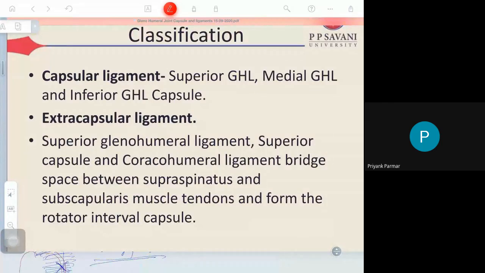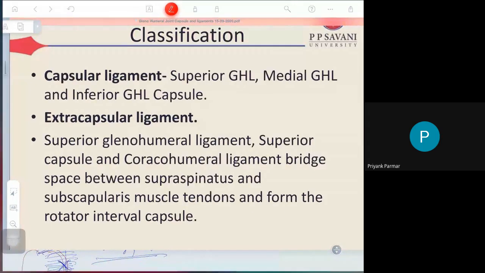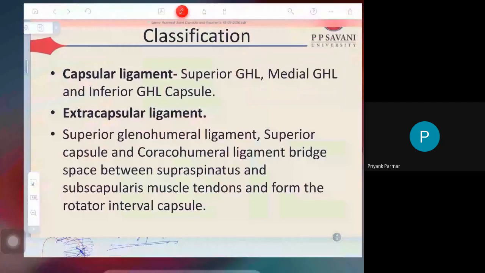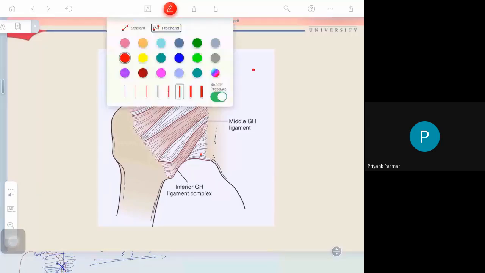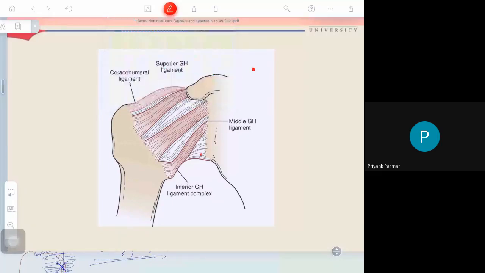Now, superior glenohumeral, I will show the diagram. See, this is white color. The thing which you are seeing in white color, this area, is the joint capsule. And as I have told, anteriorly and inferiorly, the joint capsule is lax. Now coming next, first the capsule. Next, the capsule is surrounded by ligaments.